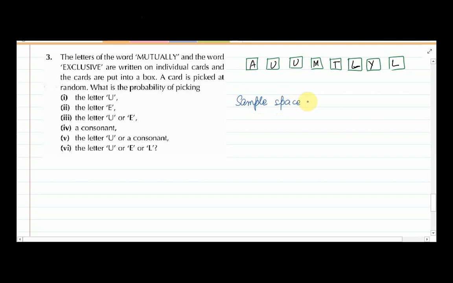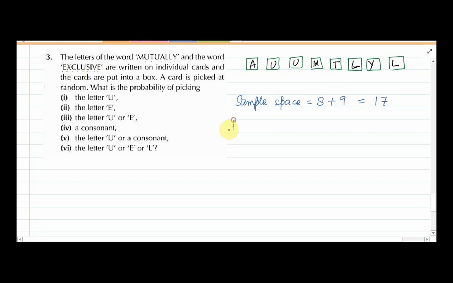Now the sample space is basically the words present in those letters, right? So 1, 2, 3, 4, 5, 6, 7, 8. So "mutually" has 8 letters plus 1, 2, 3, 4, 5, 6, 7, 8, 9. "Exclusive" has 9 letters, so the sample space is 17. Right? The first thing is clear.